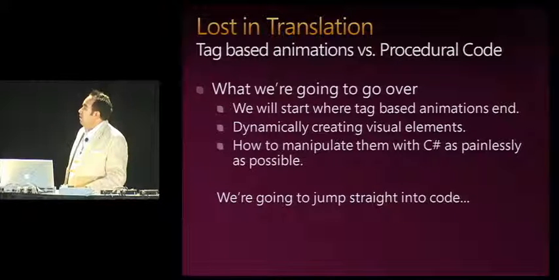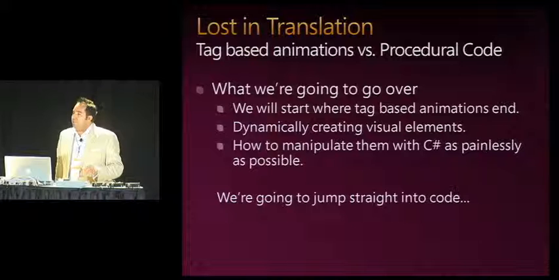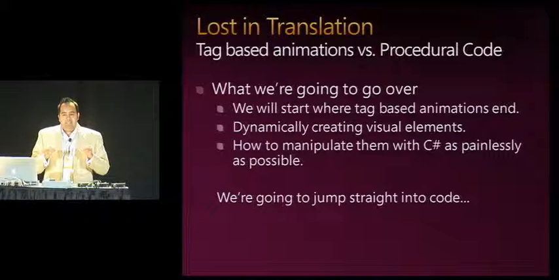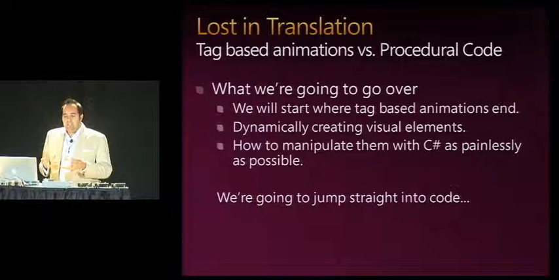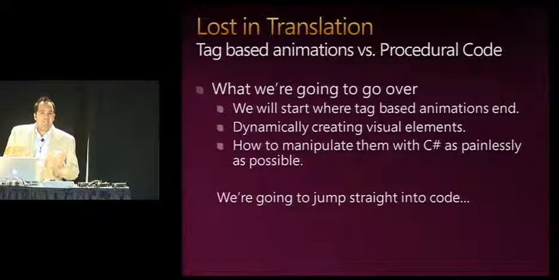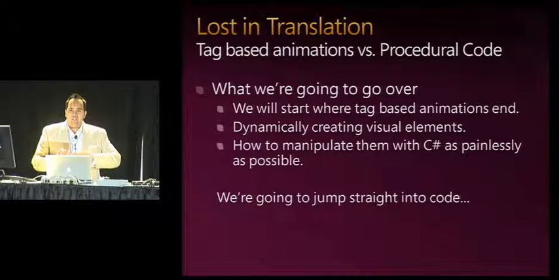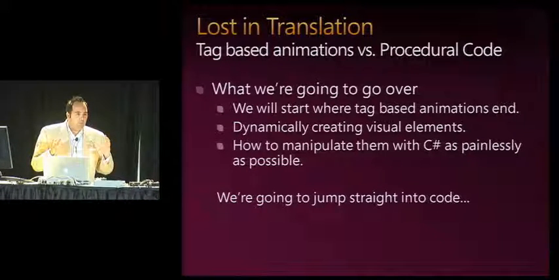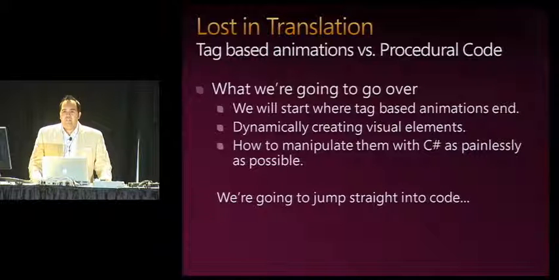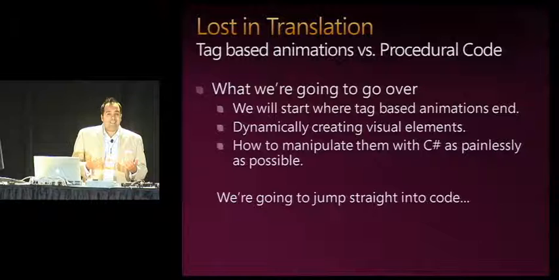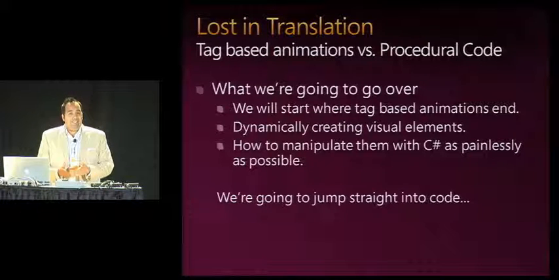The focus of this talk is specifically that we're going to start where tag-based animations kind of start ending. There are certain things that tag-based animations are very good for: sliding in, sliding out, layout. But when you really want to start doing things like moving the mouse and scattering dots around the screen, dynamically creating visual elements on the stage, and creating that type of immersive, interactive visual experience, it's at that point you're not seeing a lot of stuff written on Silverlight yet.